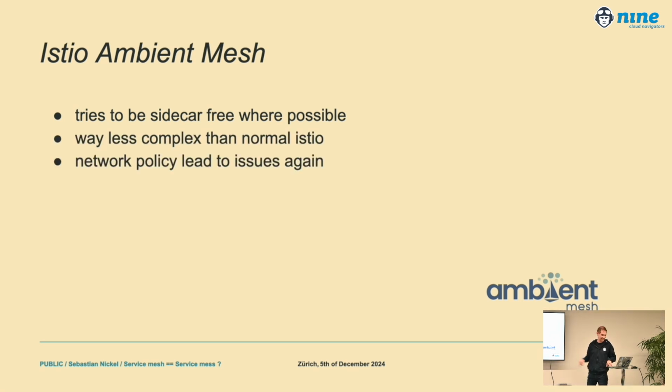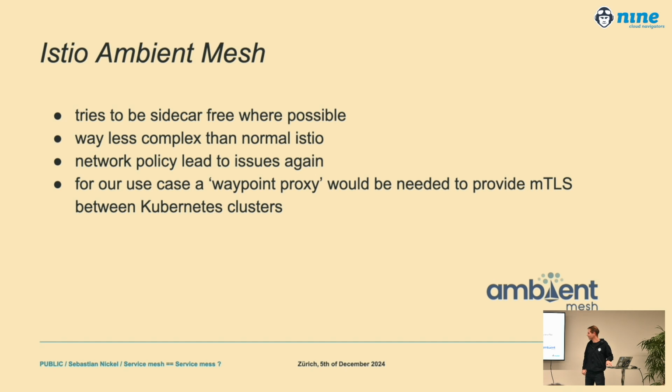Yeah, the network policy led again to issues. I already told about that. But for our use case, if you want to connect from a source cluster to a target cluster, you need a waypoint proxy, because only the waypoint proxy, it's an Envoy, is able to do all the mTLS thing. It's not possible otherwise, and to be honest, till I found that out, it took some time.